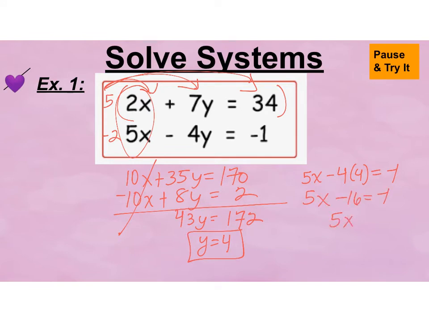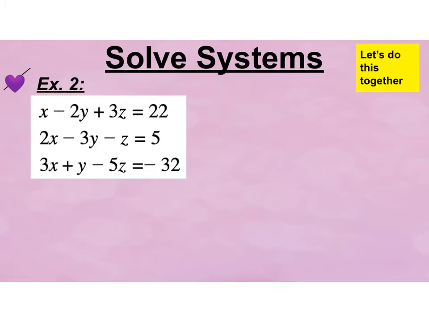And we continue to solve, and we get 3. You should write your answer as an ordered pair because the answer is a point. Now let's look at these 3.